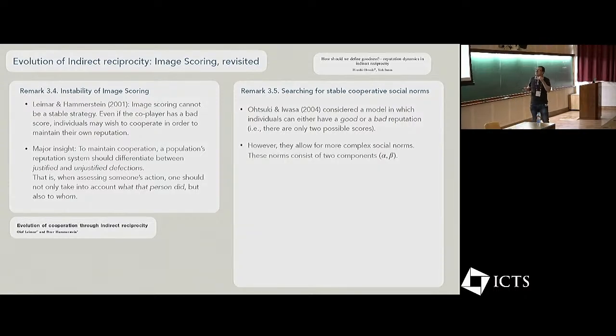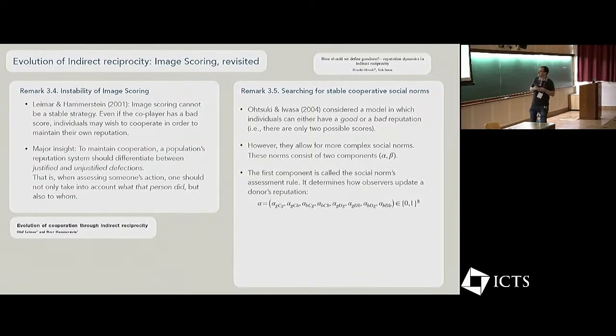But now they allow for what I would call more complex social norms. Previously, the social norm was very simple: whenever I see you cooperate, your score goes up, otherwise it goes down. Also, whenever I meet someone with a very good reputation, I cooperate, otherwise I defect. Here, the norms are a little bit more complex. Let me tell you what these norms look like. Yeah, it looks a little bit complicated.